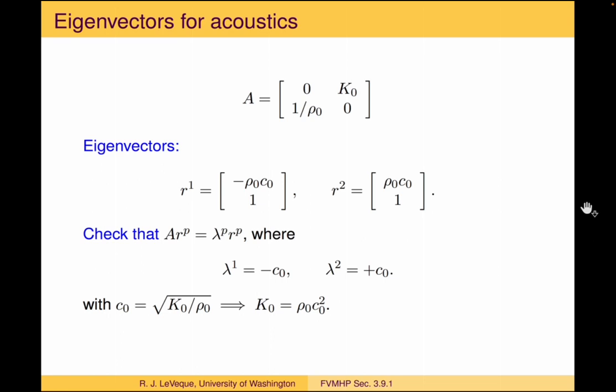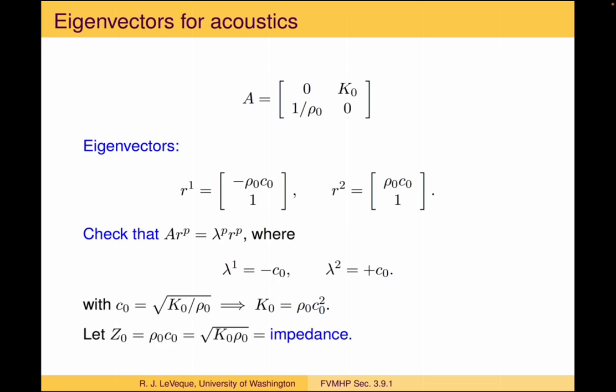In fact, we'll look at acoustics right now. So remember that for the acoustics equations, the linear acoustics equations in one space dimension, our matrix A has this form, where K is the bulk modulus and rho is the density that we're linearizing about. There are two eigenvectors that correspond to left-going and right-going waves with speed -c0 and +c0, where c0 is the square root of K over rho, the wave speed, the speed of sound in this particular acoustic simplification.